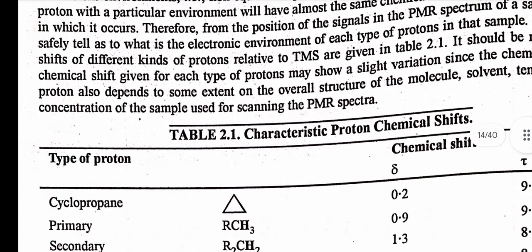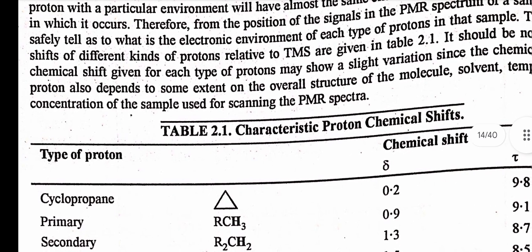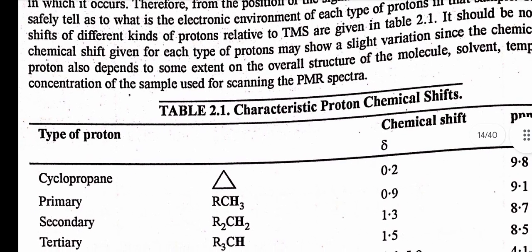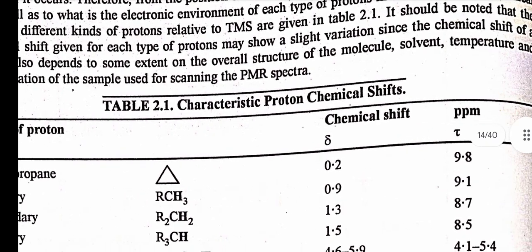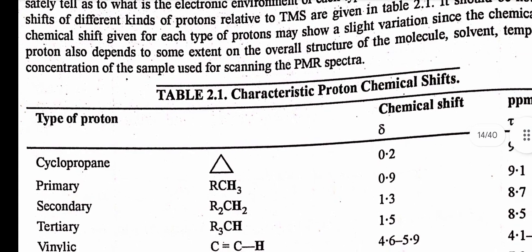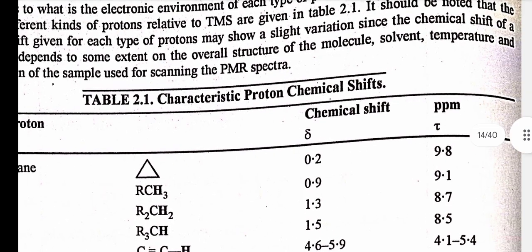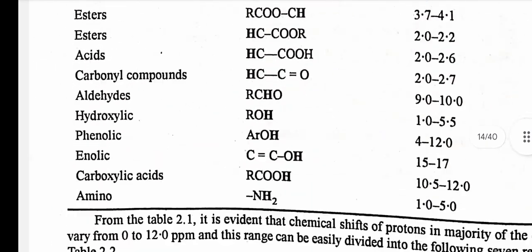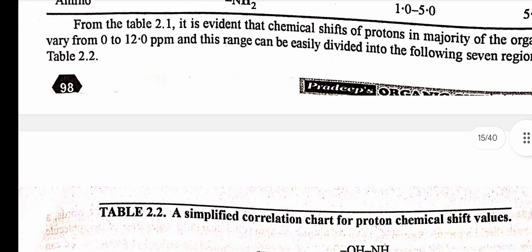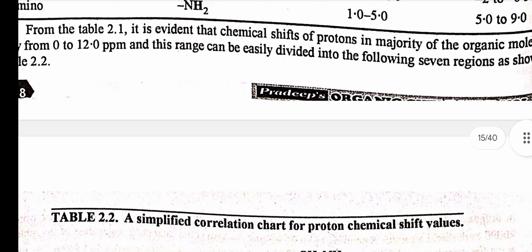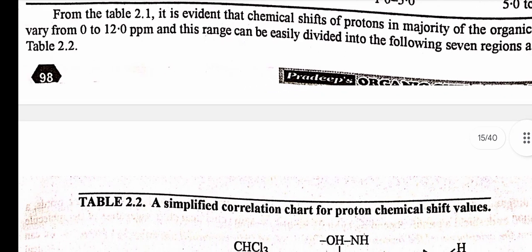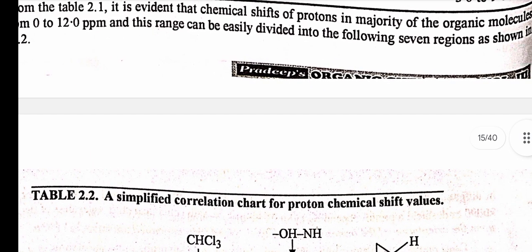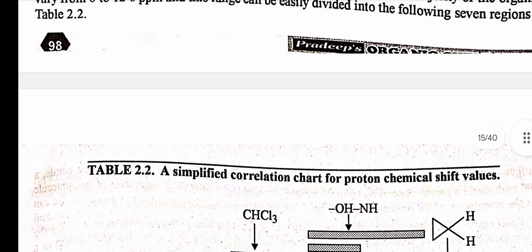The chemical shifts of different kinds of protons relative to TMS are given in table 2.1. It should be noted that the chemical shifts given for each type of proton may show a slight variation, since the chemical shift of a proton also depends to some extent on the overall structure of the molecule, solvent, temperature and concentration of the sample used for scanning the PMR spectra. From table 2.1, it is evident that chemical shifts of protons in the majority of organic molecules vary from 0 to 12 ppm, and this range can be easily divided into the following 7 regions as shown in table 2.2.